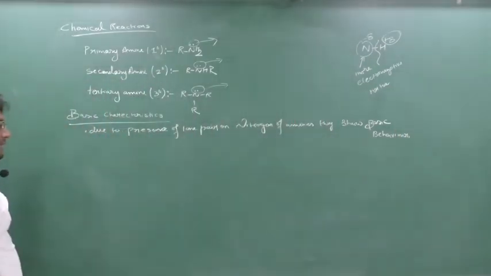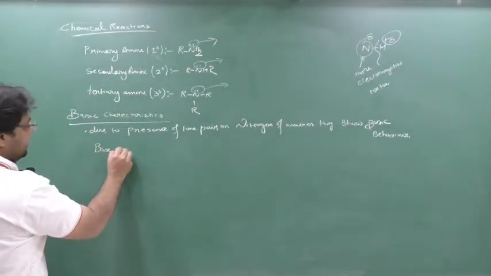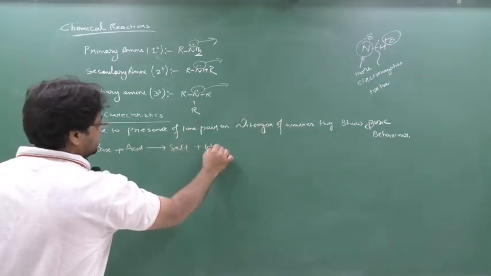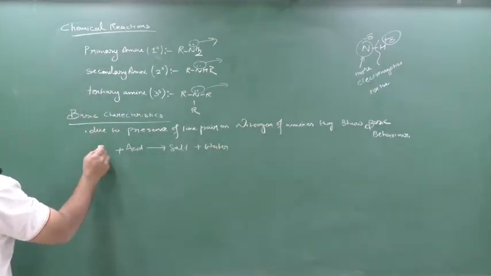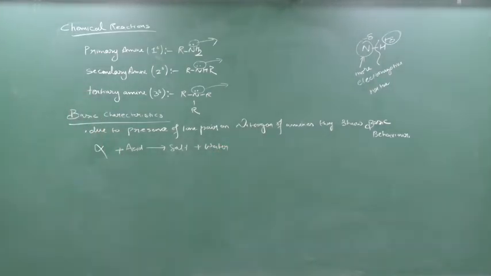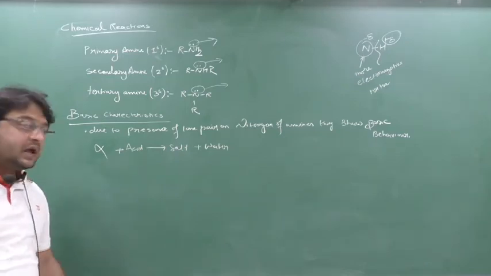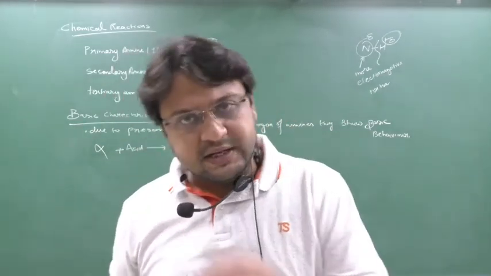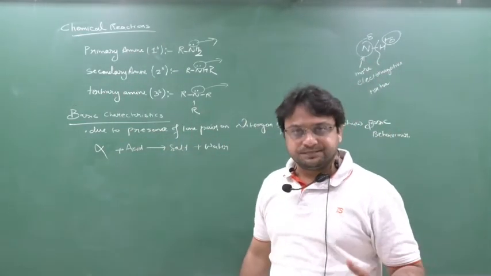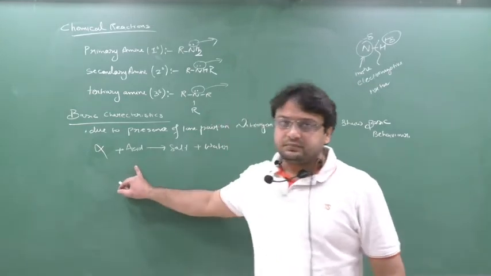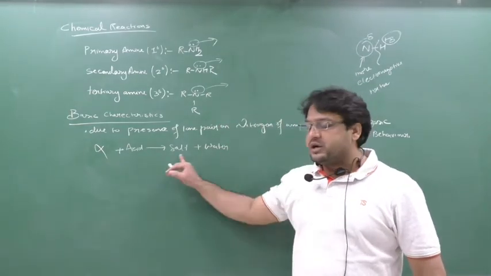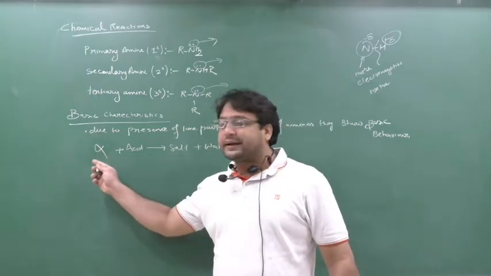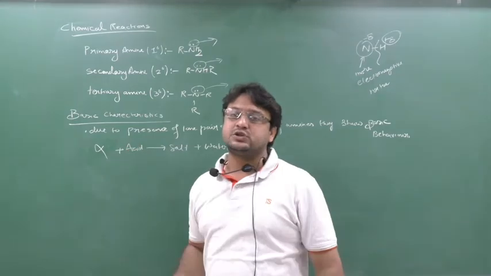What is basic behavior, beta? Suppose any base will react with acid to produce salt plus water. In short, suppose any substance X reacts with acid and generates salt and water. Then you have to understand that the substance that reacted with acid was a base.